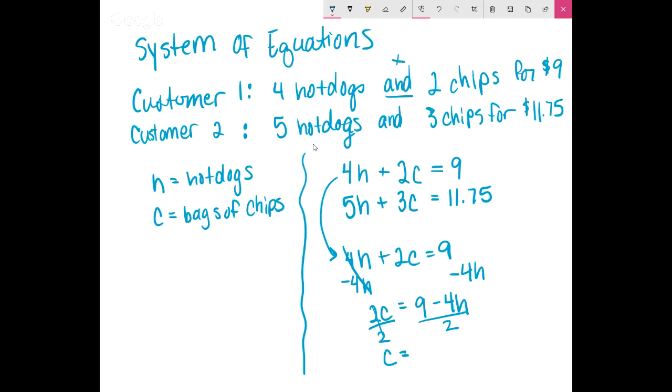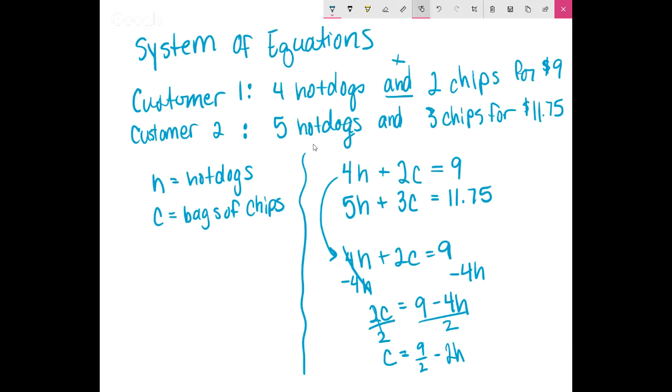And now on the other side of the equation, we can leave it like this, or we can write it as 9 over 2 minus 4h over 2, but that would simplify out to 2h. So I'm just going to write it like that, because 4 divided by 2 is 2. All right, we isolated c. We solved for c. c is equal to 9 divided by 2 minus 2h.